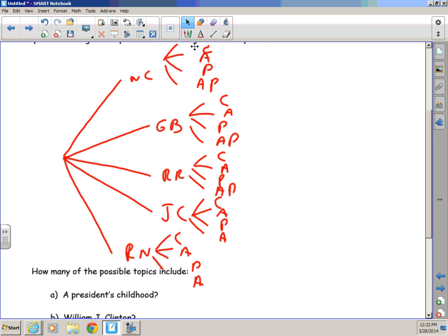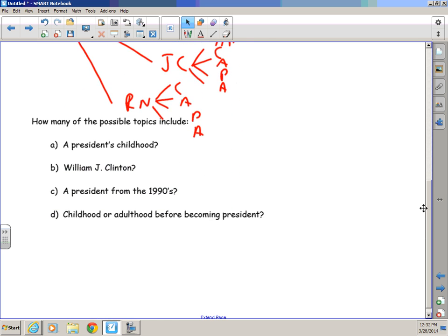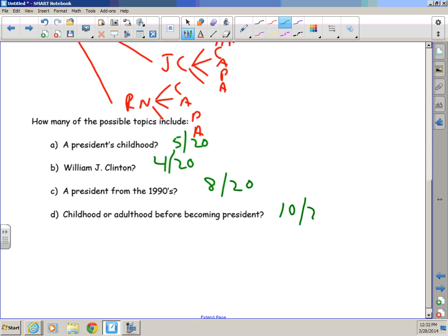All right, so now we want to answer some specific questions. You should see by the branches that there are 20 outcomes. And how many of them could be talking about a president's childhood? Well, 5 out of those 20. How many about Clinton? 4 out of those 20, or 1 out of 5. A president from the 90s. So you have to know that your presidents in the 90s are Clinton and Bush. So that's 8 out of 20. And childhood or adulthood before becoming president, 10 out of 20.